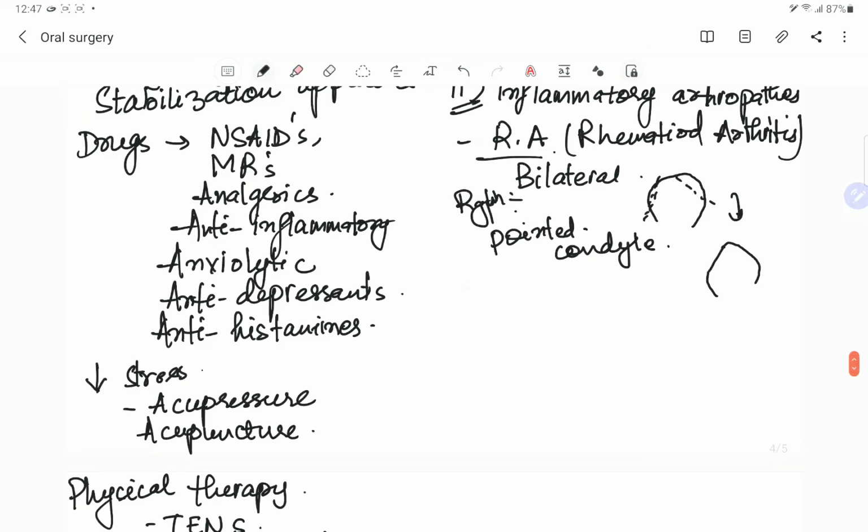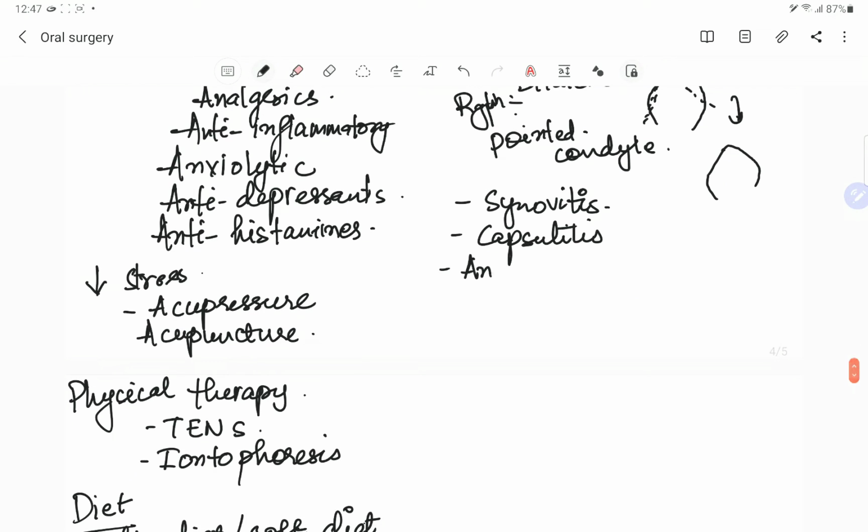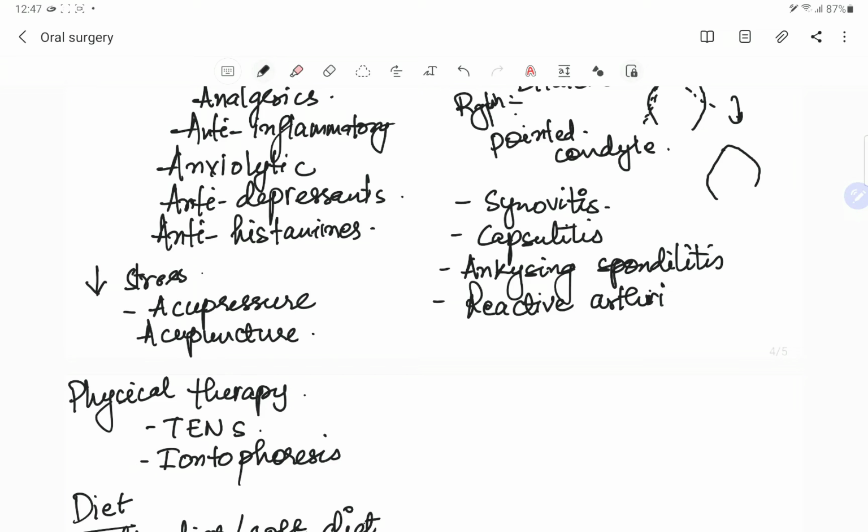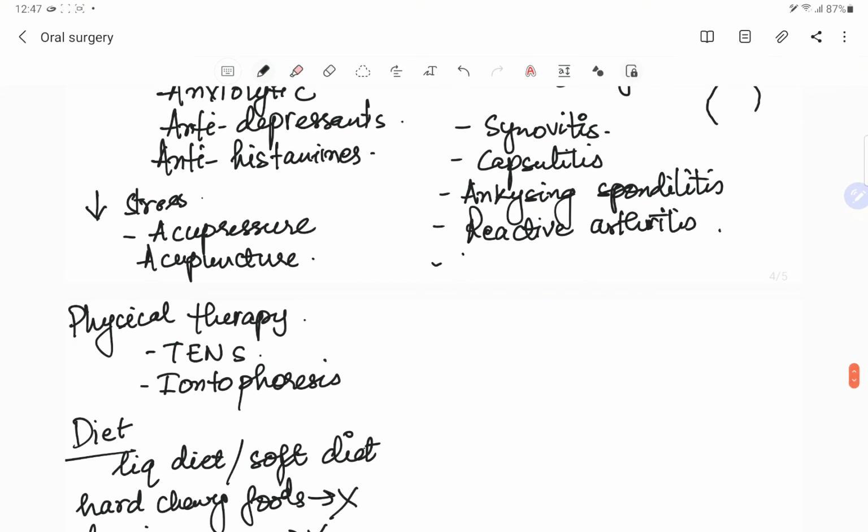Also, in the inflammatory arthropathies, we have all the inflammation, which is synovitis, inflammation of the synovium, and inflammation of the capsule is going to be capsulitis. So, capsule we have covered in the previous part, in which we have covered the temporomandibular joint anatomy. We also have ankylosing spondylitis, reactive arthritis, which can be due to bacterial or viral or any fungal infection, or we can have psoriatic arthritis due to psoriasis.